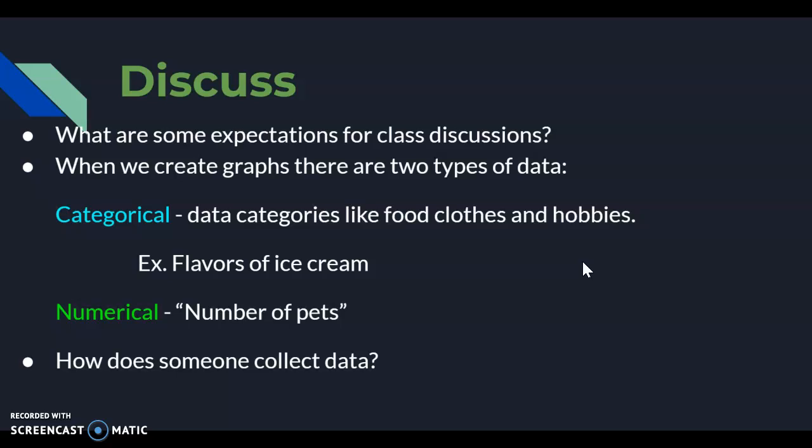Our next slide, we're going to have a discussion. Before we do that, we're going to look at the first part up here. What are some expectations for class discussions? Keep in mind that right now we're doing remote learning only at this moment. So we're going to think about expectations that will help that work much better for us. You can pause the video and start thinking about expectations.